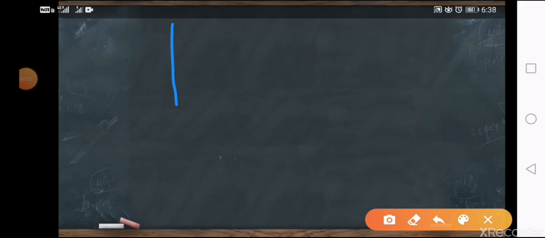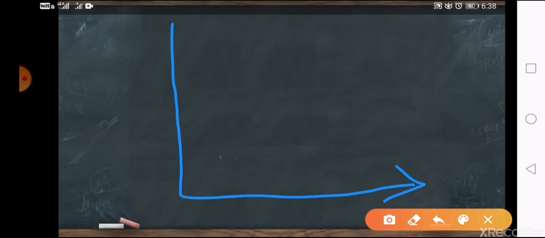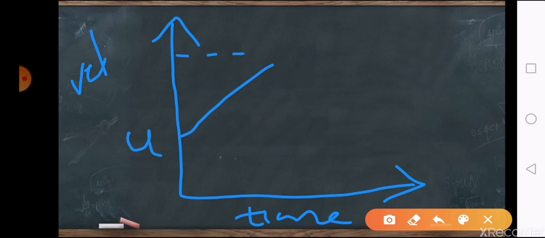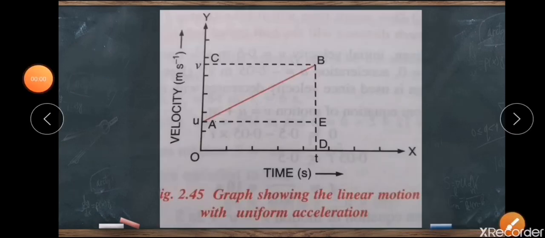Now, for deriving, we are going to consider the velocity time graph. You know that velocity will be along the x-axis and time will be along the y-axis. Now, we are going to consider a body moving with uniform acceleration with initial velocity u, and this is going to be the final velocity of the body v in time t, right? Now this is how the final graph will look like.